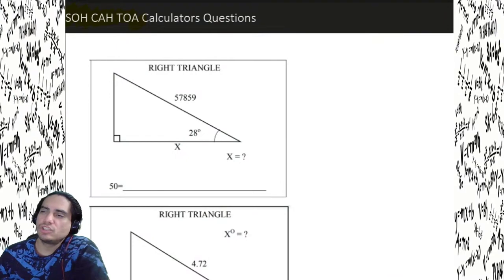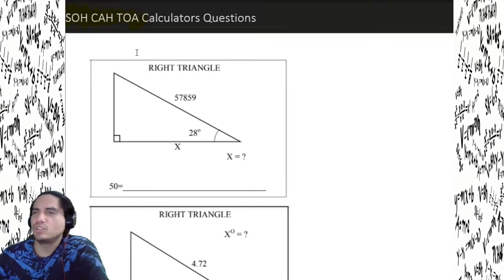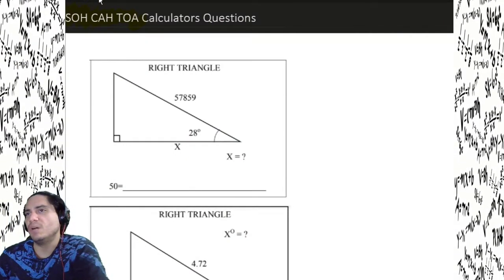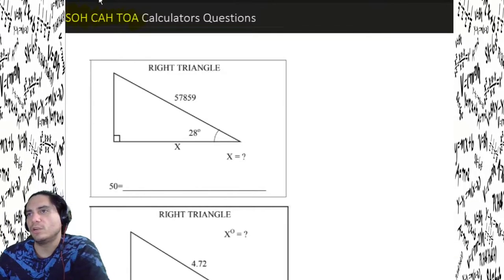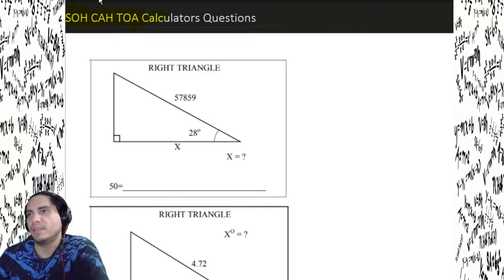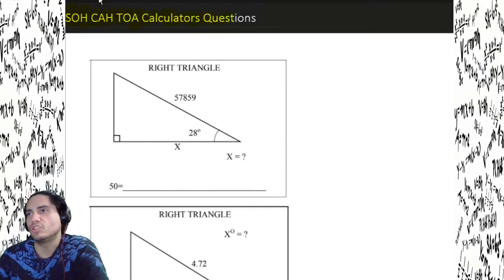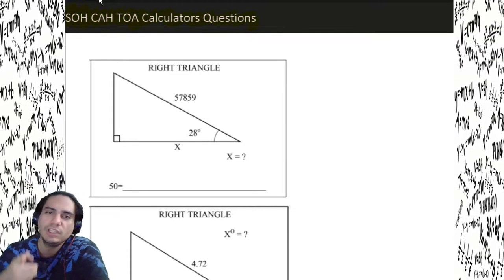All right, so we're going to be looking at some SOHCAHTOA problems. This has to do with trigonometry. SOHCAHTOA is where it's at, and we're going to be learning a little bit about that stuff. So we're going to be doing some SOHCAHTOA questions, and hopefully you get to learn a little bit.